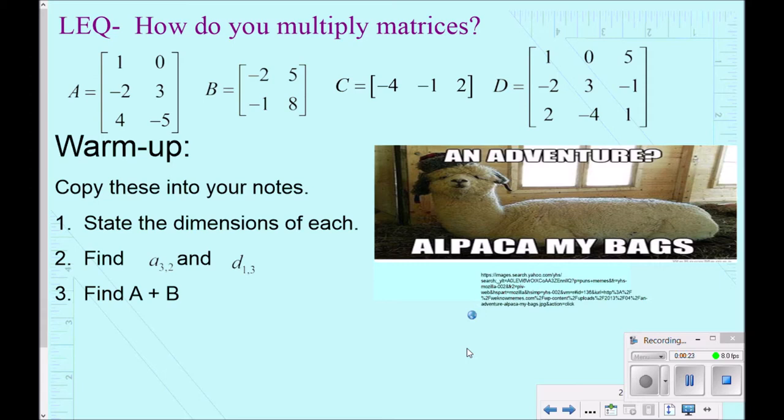So the first one, state the dimensions of each. A is a 3 by 2, 3 rows, 2 columns. B is a 2 by 2. C is a 1 by 3. And D is a 3 by 3.